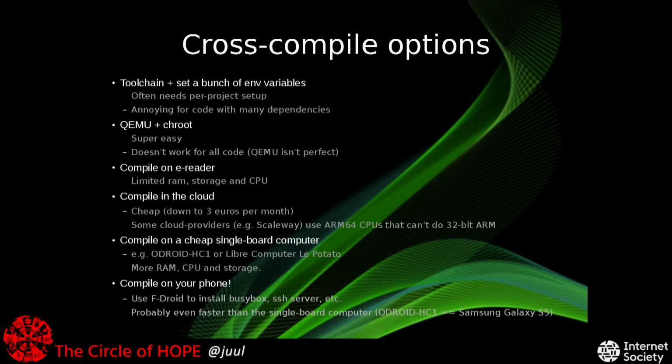My favorite way of doing it is this QEMU plus chroot thing. I'll get into that in a second. And then there are some other ways you could do it. You can compile it straight on the e-reader, but you often run out of RAM. Most of these only have 256 megabytes of RAM. You can compile in the cloud. I ran into this issue where a lot of the cloud providers are using ARM64 cores that aren't backwards compatible with ARM32, and the e-readers are ARM32. That sucks. You can compile on a cheap single board computer. That's a good way of doing it. Or you can compile on your phone. I bought a single board computer. I thought, this is a really beefy one, I'll compile it really quickly, and then I realized it was slower than my phone. So maybe I should have just copied it to my phone and used chroot.